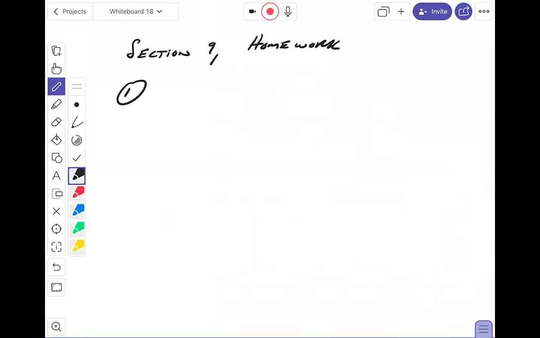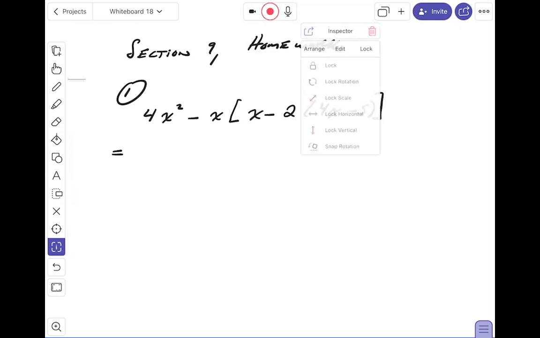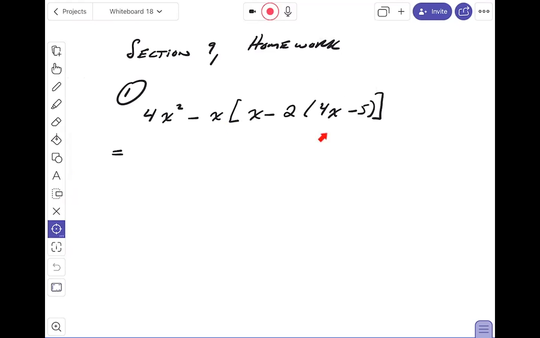Number 1. It says multiply and simplify. And what do you see? You see something that looks pretty complicated. When I say it looks complicated, I'm not saying it is complicated. I'm just saying it looks complicated. So the first thing I want to do is remove the grouping symbol. Someone says, what is a grouping symbol you're talking about? This is a grouping symbol, and this is a grouping symbol. We need to work on the inside first.